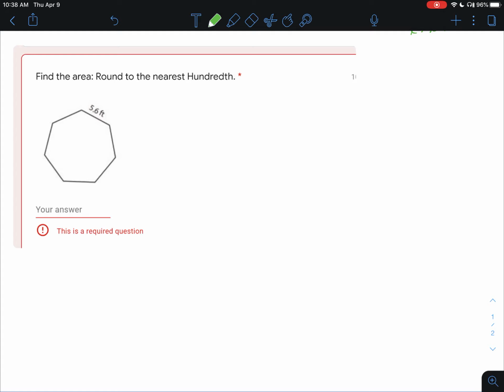Okay, so for this one, it's a little bit more involved than just a triangle. We have a seven-sided polygon based on the directions above before, where this is a regular seven-sided figure. So finding our perimeter is not going to be too much of a problem. We're once again going to use our area: 1/2 times the apothem times the perimeter. Perimeter is pretty easy, 7 sides at 5.6.